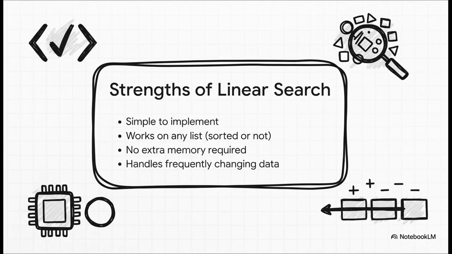Now, that simplicity, that's its superpower. It's so easy to write the code for this, and here's the big one. It works on any list. It doesn't care if it's a total mess like our library. Plus, it doesn't need any extra memory, and if your data is changing all the time with things being added and removed, linear search doesn't even blink. It just keeps on chugging along.